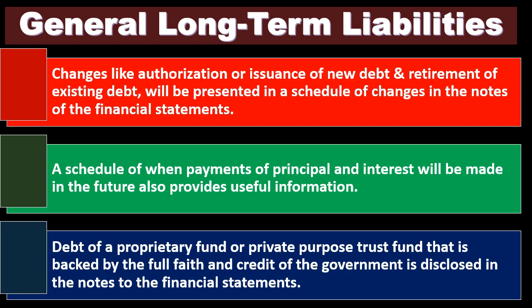Debt of a proprietary fund or private purpose trust fund that is backed by the full faith and credit of the government is disclosed in the notes of the financial statements. So recall that a proprietary fund is not a governmental type fund on a modified accrual basis, but is on a full accrual basis. Therefore, it could be possible that they have reported on their equivalent of a balance sheet the long-term liability, which is expected to be paid from the business type activity of a proprietary fund. However, if it's not expected to be paid that way and the liability is backed by the full faith and credit of the government, it should be disclosed in the notes to the financial statements.